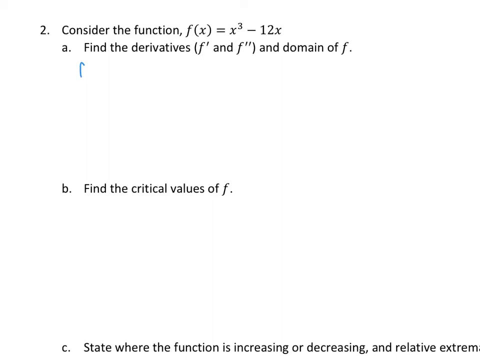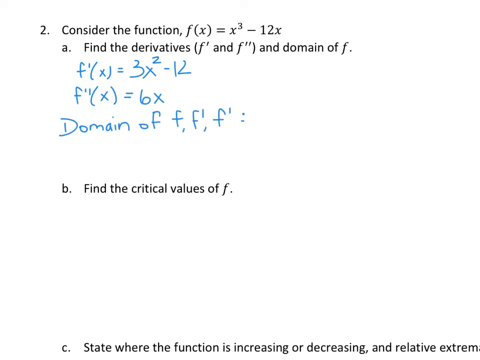So f prime of x is equal to 3x squared minus 12. And then taking the derivative of the first to get our second derivative, we have 6x as our second derivative.